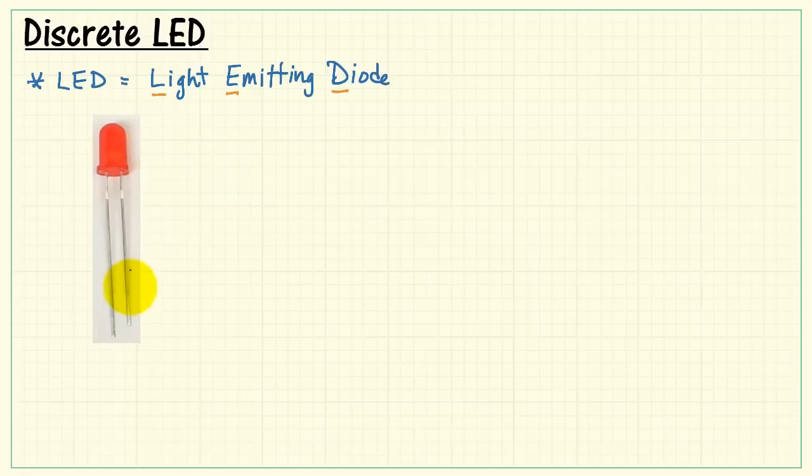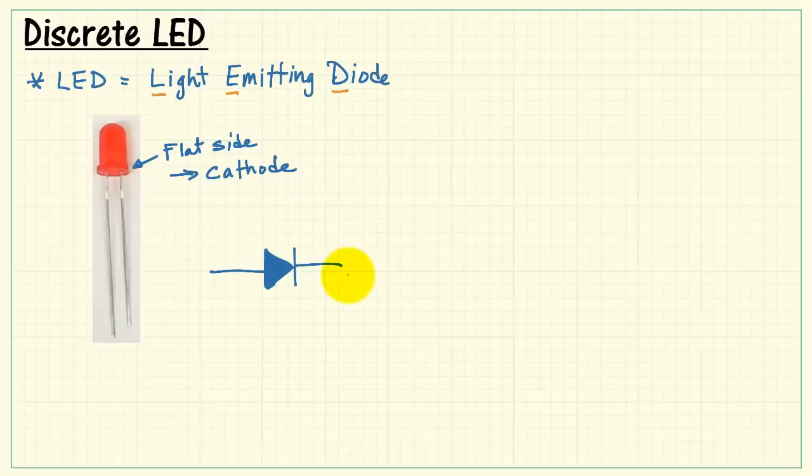All of the action occurs up in the plastic body, and then we have two leads coming out. The flat side of the plastic body designates the cathode. Also, you'll notice that the cathode has the shorter lead. In terms of the schematic symbol for the diode, we have the straight line designating the cathode, and the other side of the diode is the anode.